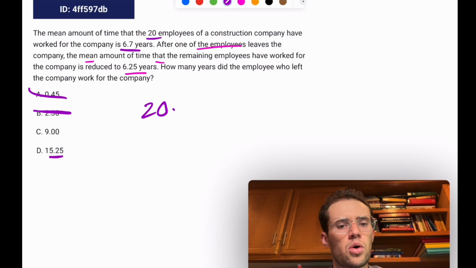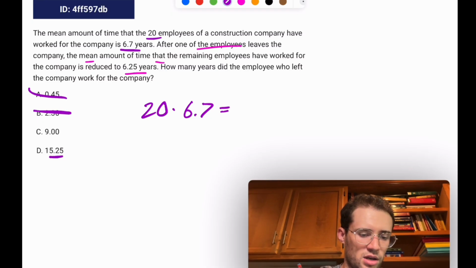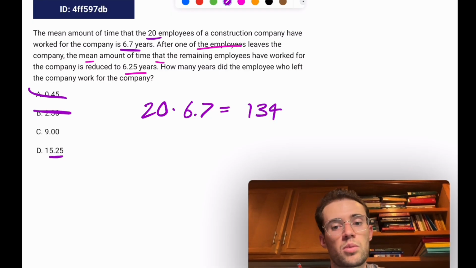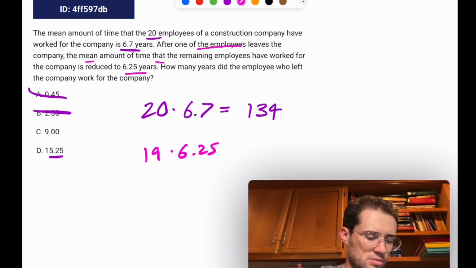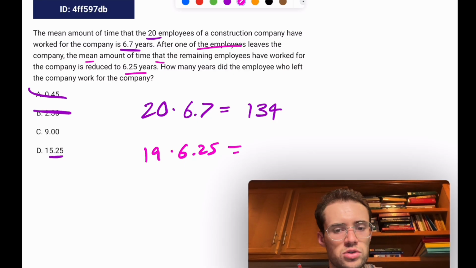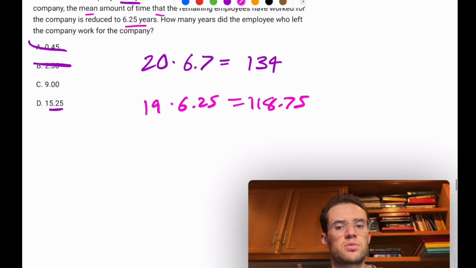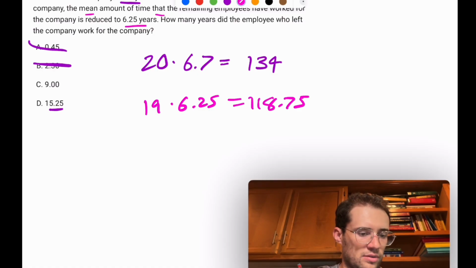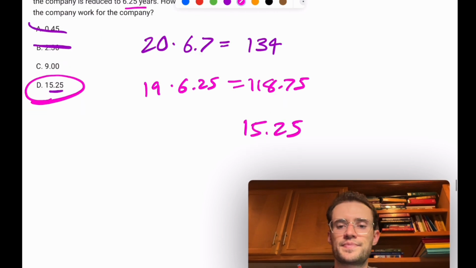You figure out what are the total years worked with that employee there. So 20 times 6.7, that's the total with all 20 employees. 20 times 6.7 gives us 134 years worked between the entire staff at that point. Then after the person leaves, there are only 19 employees, and their average is 6.25. So 19 times 6.25 gives us 118.75. So now you just find the difference between these two. 134 minus 118.75 gives us 15.25. So 15.25, D is your answer.